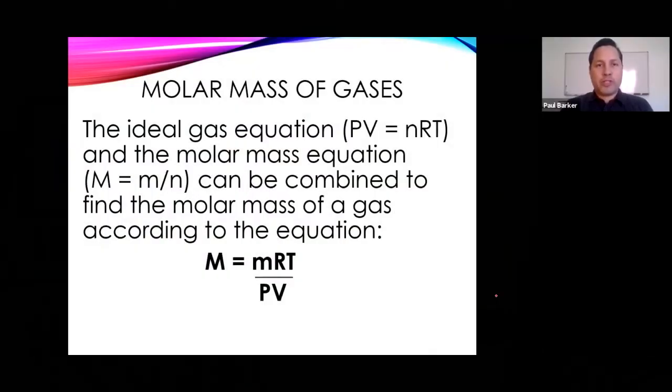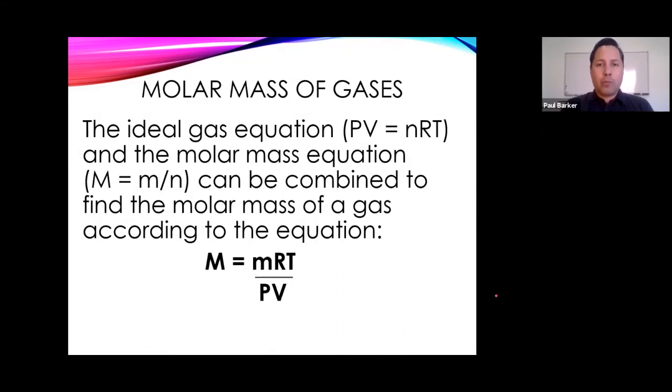Up next, we're going to discuss how to find the molar mass of a gas using the ideal gas equation. So on the slide it says the ideal gas equation, PV equals nRT, and the molar mass equation, which is M for molar mass is equal to lowercase m, which is mass, over the moles, which is n, can be combined to find the molar mass of a gas according to this equation, where M, the molar mass of the gas, is equal to lowercase m, the total mass of the sample, multiplied times R, which is a constant, 0.082, multiplied times the temperature in Kelvin, and you divide it by the pressure measured in ATM, multiplied times the volume measured in liters. Using that equation, you can find the molar mass of a gas.